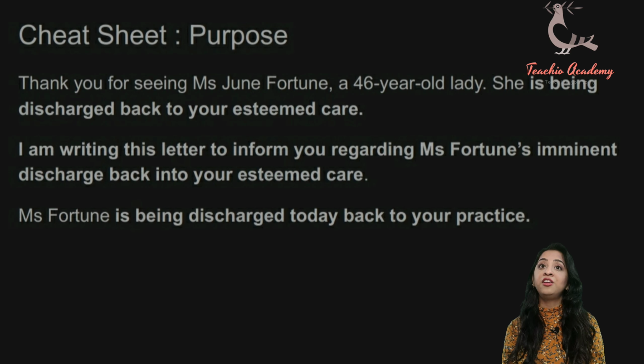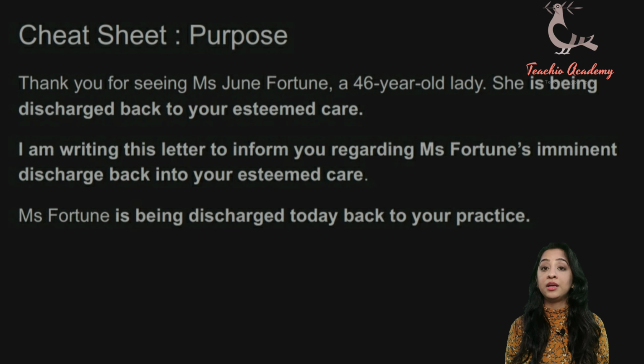Let's revise our cheat sheet. My cheat sheet for purpose would be, thank you for seeing Miss June Fortune, comma, a 46-year-old lady. Please revise where we put the comma and the way that I've written 46-year-old lady. She is being discharged back into your esteemed care. Because it's a discharge letter, you get discharged back into your esteemed care.